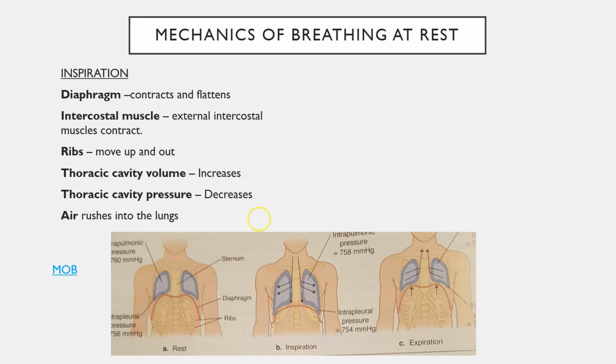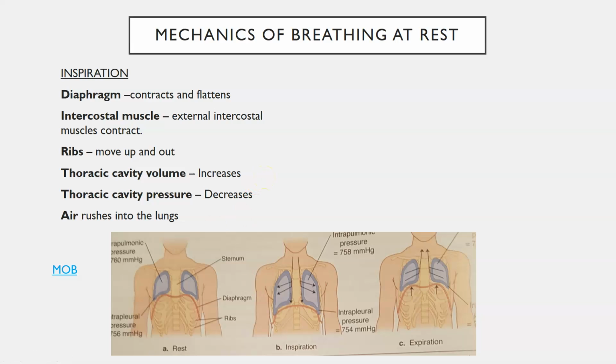So for each one, my question may be, which muscle contracts and flattens during inspiration? Diaphragm. As well as the diaphragm, which other muscle contracts? External intercostal muscles. What happens to the ribs during inspiration? They move up and out. What happens to our thoracic cavity volume during inspiration? It increases. Thoracic cavity pressure during inspiration? It decreases. Where does air go during inspiration? It rushes into the lungs. Those are the questions that I want you to have, something similar to that.